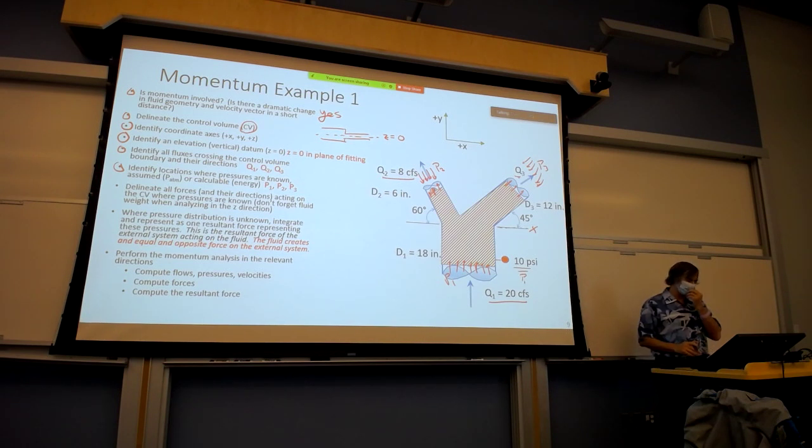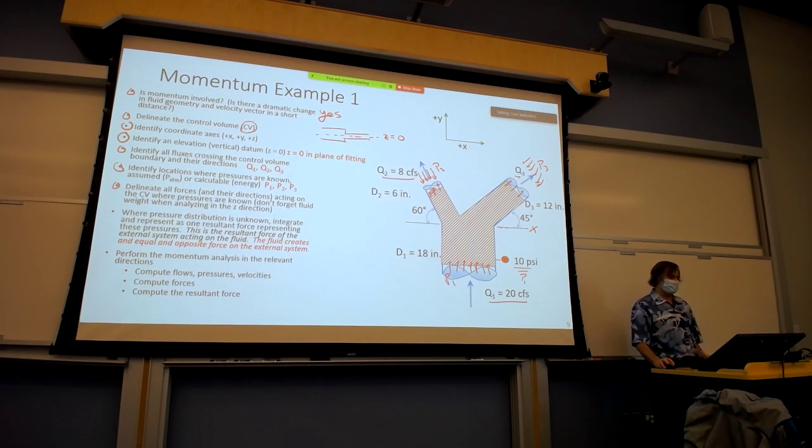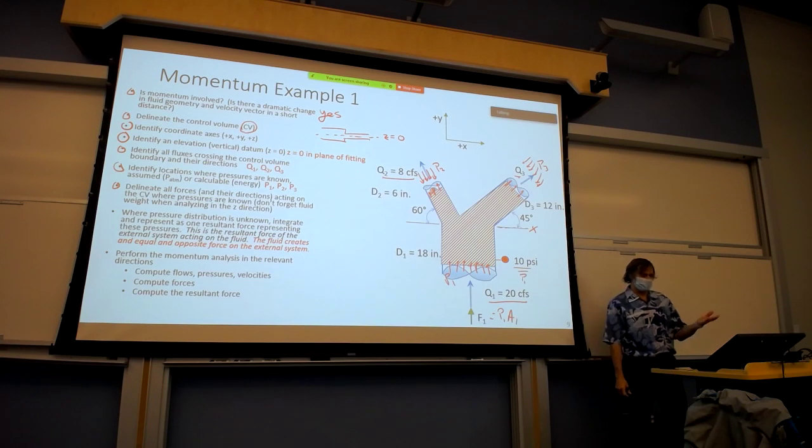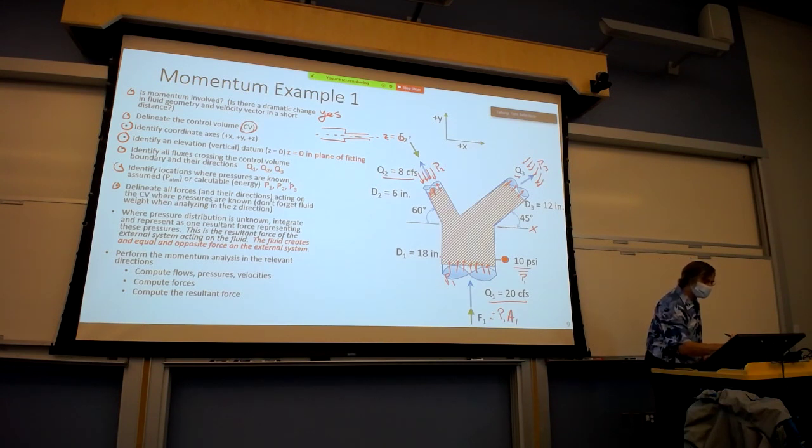Very difficult to calculate. So the next thing we're going to do is to delineate all forces and their directions acting on the control volume where the pressures are known. So at the bottom, F1 is going to be P1A1, right? And we already know P1 is 10 psi. Up at location 2, we have F2, and F2 is going to be P2A2. And over by 3, F3 is P3A3.